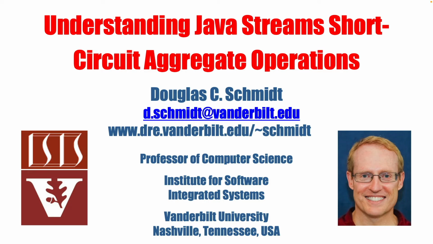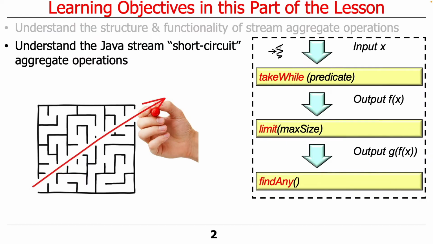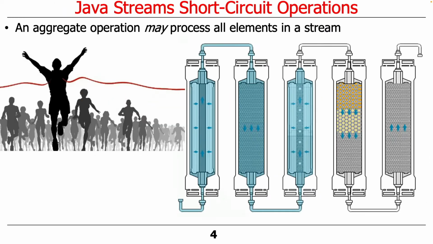So now that we've talked about aggregate operations at large, let's zoom in and talk about what short-circuit aggregate operations are. This will help you to understand these optimizations that can take place under certain circumstances. It also helps explain why the implementation of streams processes things from top to bottom, left to right, rather than left to right, top to bottom.